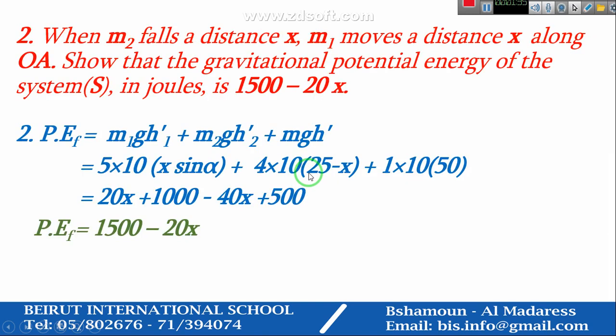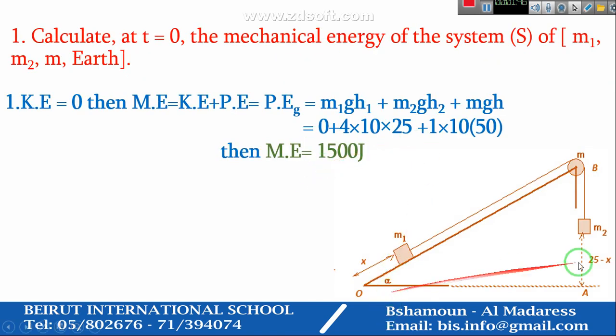Now in part 2, M2 falls a distance x, so M1 will move a distance x along OA. Back to the figure, as we can see, if M2 moves downward by x, the height will be 25 minus x. M1 will move a distance x because the string is massless and inextensible. This means that x equals x1 equals x2, and the height of the pulley doesn't change.